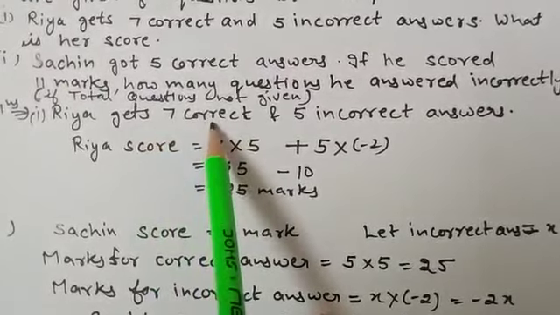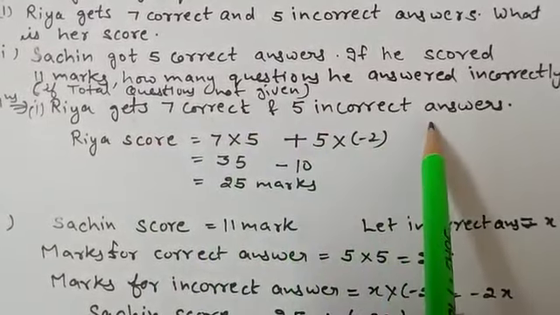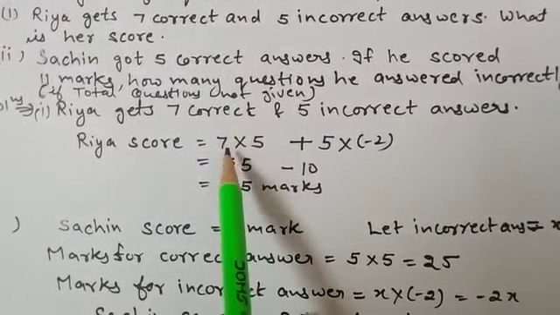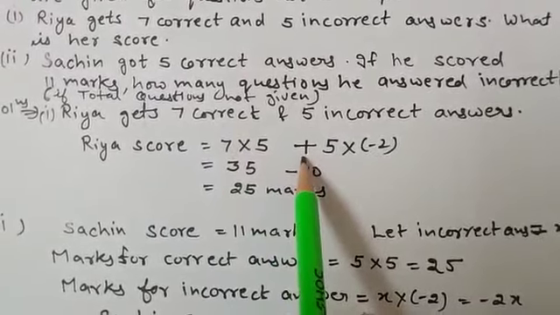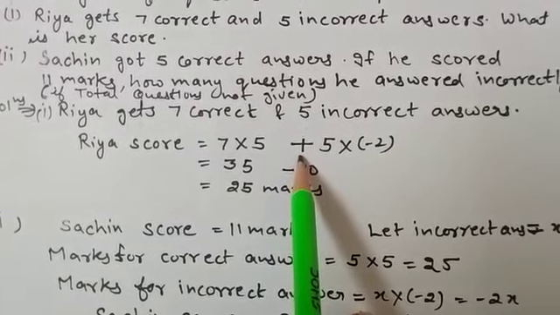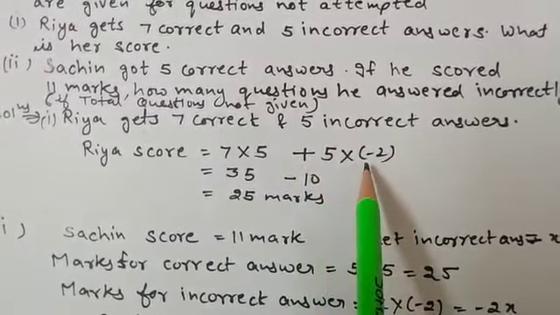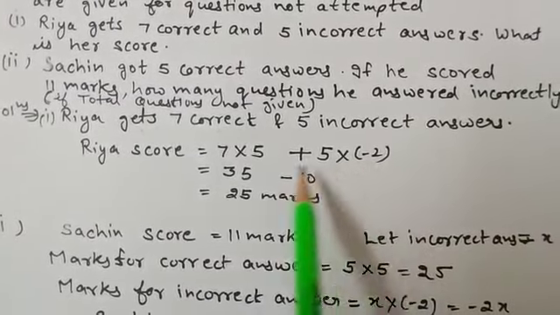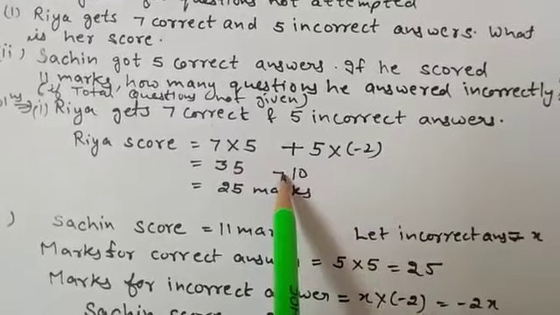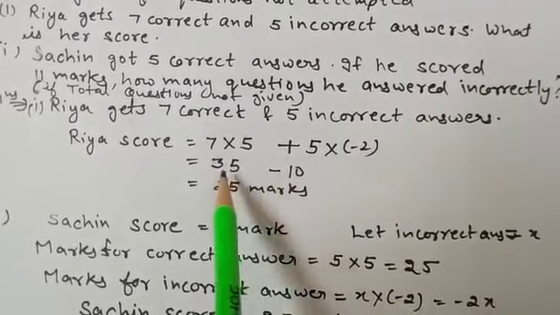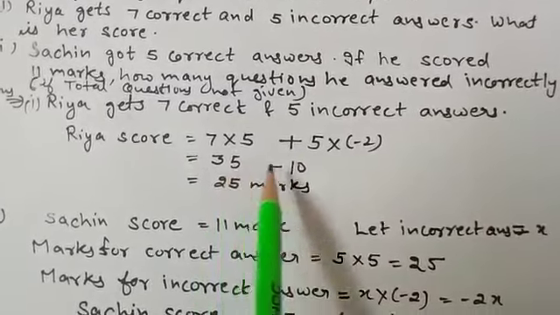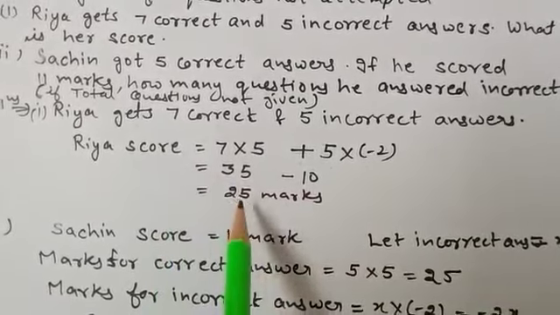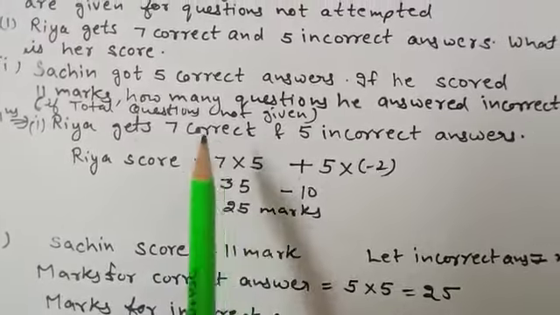Riya gets 7 correct answers and 5 incorrect answers. So Riya's score: 7 into 5, because 5 marks for each correct answer, and plus, for the total score we use the sign of plus, 5 into minus 2, because minus 2 marks for each incorrect answer. So 35 and 5 into 2 is 10 with minus, so 35 minus 10. Two different signs, we solve by subtracting. 35 minus 10 is 25 marks. That means Riya's score is 25 marks.